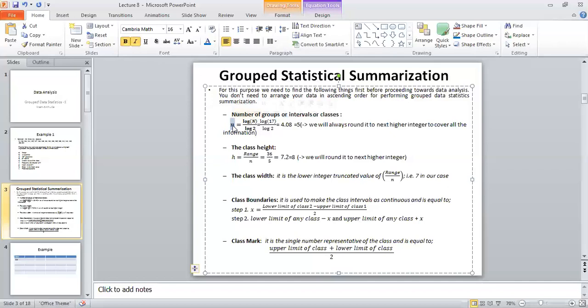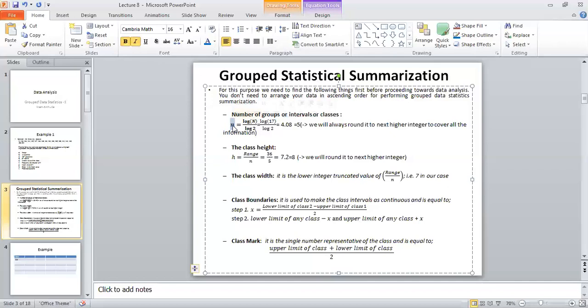because losing information would result in erroneous analysis of the data. So the rule that we use here is that whatever value we get by taking the ratio of log N, or log of the data set size, to log 2, we have to round it up to the next higher integer number. For example, we got 4.08 here, so we will round it up to 5, and it means that in all we can have 5 groups in the data set.